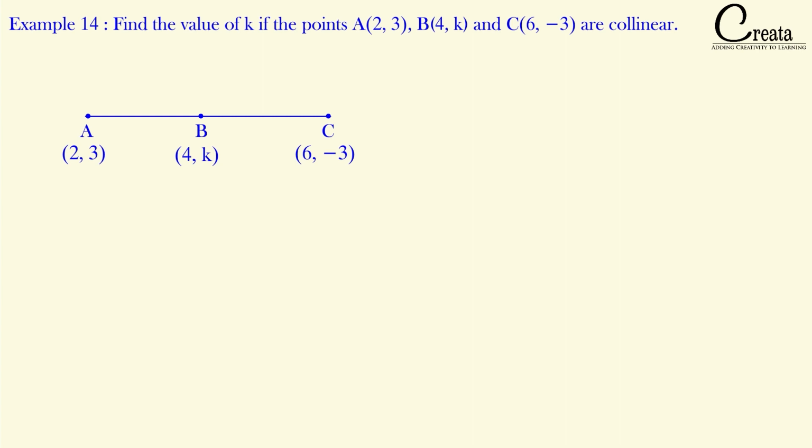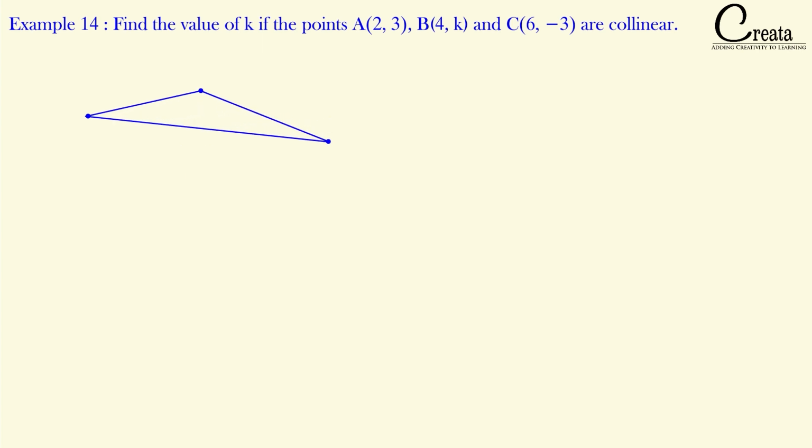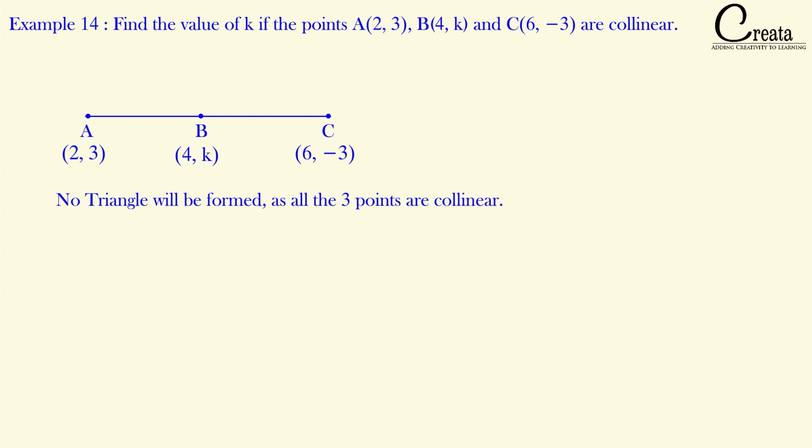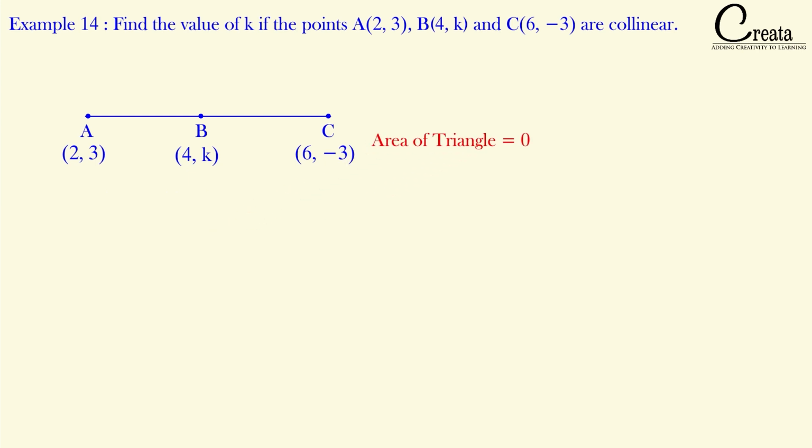Here, if you observe, the 3 points are collinear. 3 points are collinear, it means that no triangle will be formed by these 3 points. If the 3 points are not in a straight line, that is non-collinear, then only a triangle is possible. If the 3 points are in a straight line, that is collinear, then no triangle will be formed. Here these 3 points are collinear, it means no triangle will be formed, or we can say the area of the triangle formed by these 3 points will be 0. Got the point? No triangle is formed, it means that area of the triangle formed will be 0, which is equivalent to no triangle formed. So this is the approach that we will use.